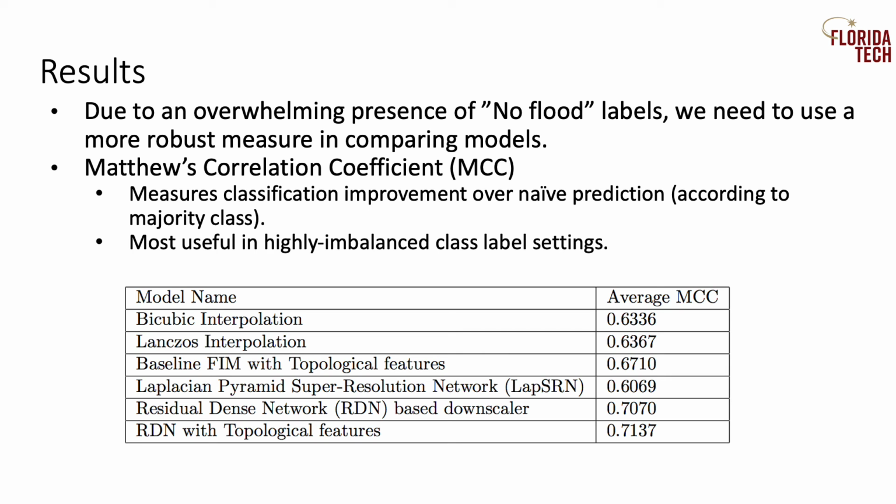MCC is computed from the classification problem's 2x2 contingency table. A value of 0 signifies no improvement, whereas a value of 1 corresponds to 100% classification accuracy. The RDN-based models outperformed our baselines with respect to this metric.